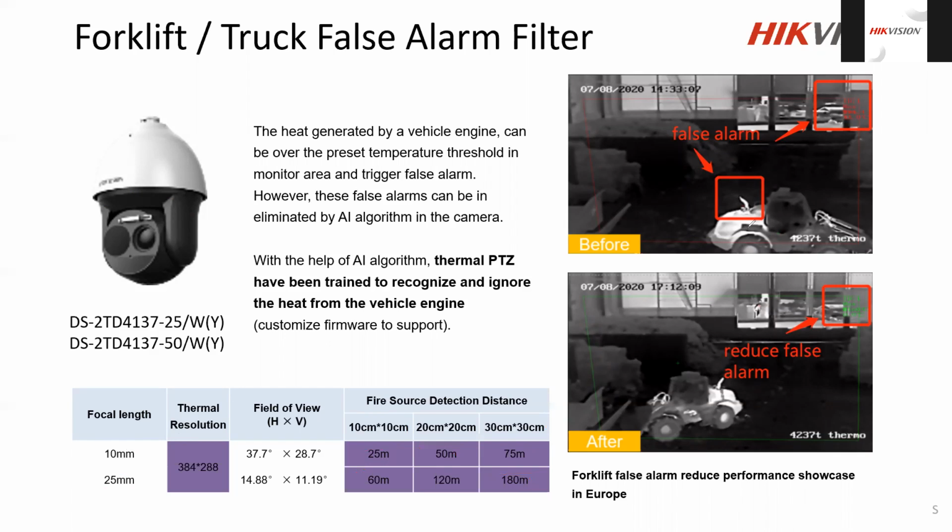Before, you can see this area is shown as very hot because it is white. But after we have enabled the forklift truck false alarm filter, it is not that white. The readings are properly in green color. You can see the OSD, the on-screen display, also showing the temperature readings on the footage itself. If it is red, definitely it is above the threshold. If it is green, it is below the threshold. You can clearly see the difference.